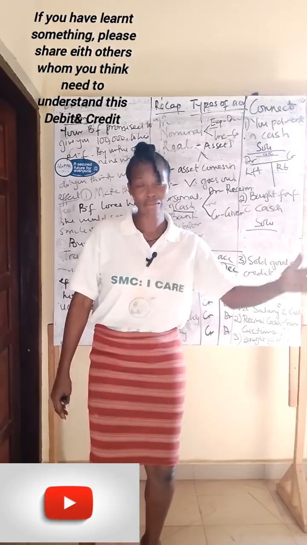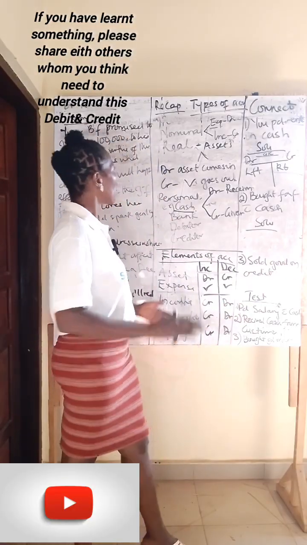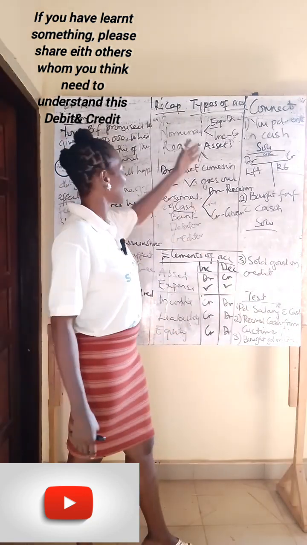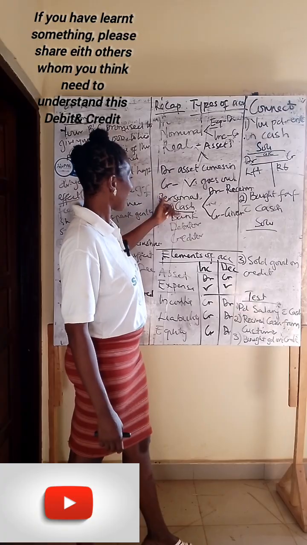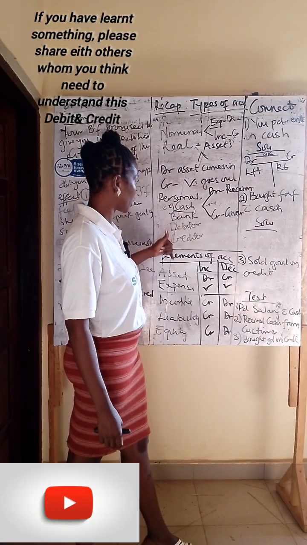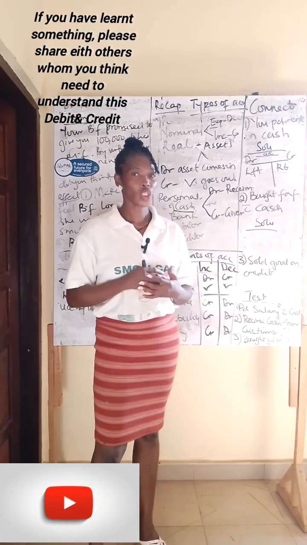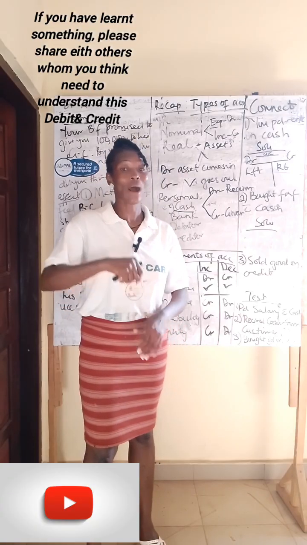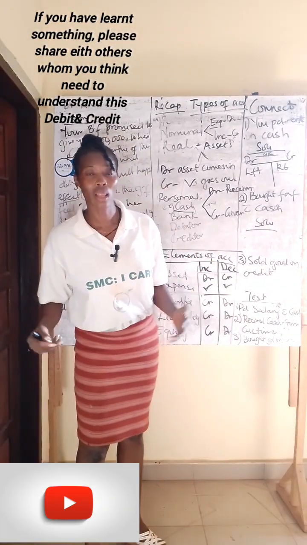Debit is your left hand side, credit is your right hand side. Got it? Now, for personal accounts, the law: every account has a law. And for the personal account, whether it's your cash, bank, debtor, creditor, whenever you are receiving, you're going to debit that personal account. And when you are giving, you're going to credit the personal account.